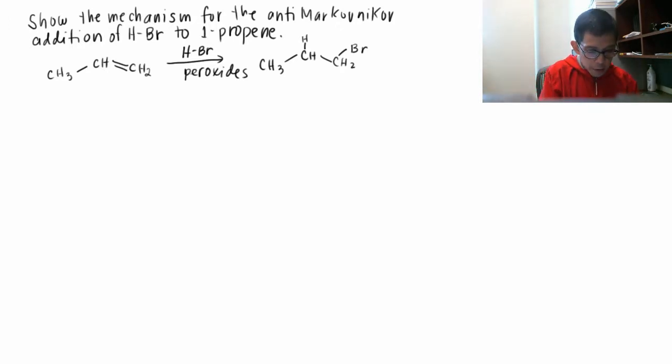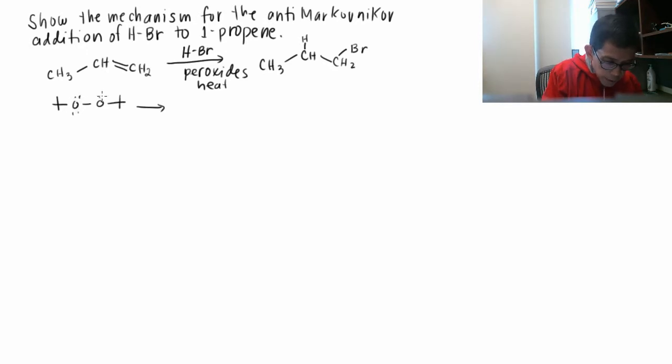So let's do this. An example of a peroxide is tert-butyl peroxide. If you heat a peroxide molecule, half of that bond that links the two oxygens goes to one oxygen and the other half goes to the other oxygen, and you form two radicals.